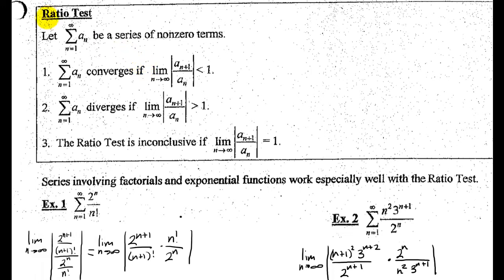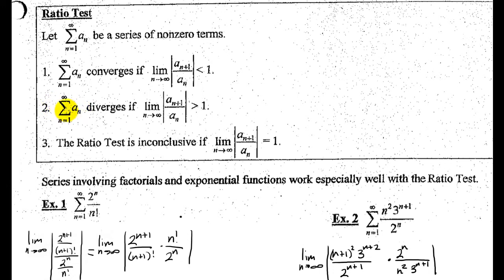Today we're going to talk about the ratio test. Let the sum from n equals 1 to infinity of a sub n be a series of non-zero terms. Number 1 says the series converges if the limit as n approaches infinity of the absolute value of a sub n plus 1 over a sub n is less than 1.